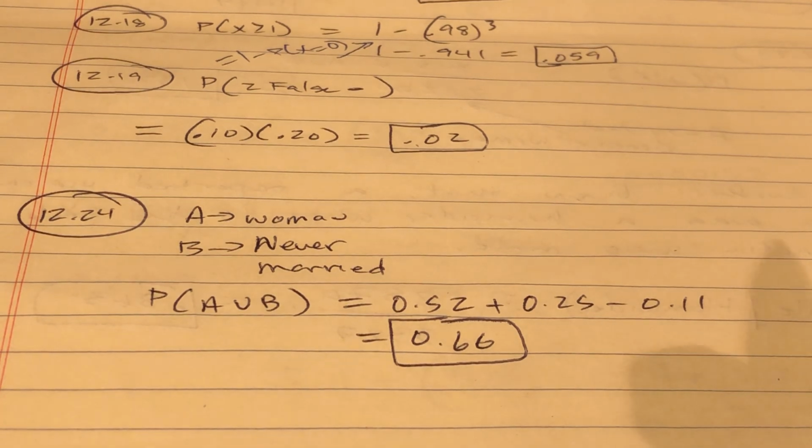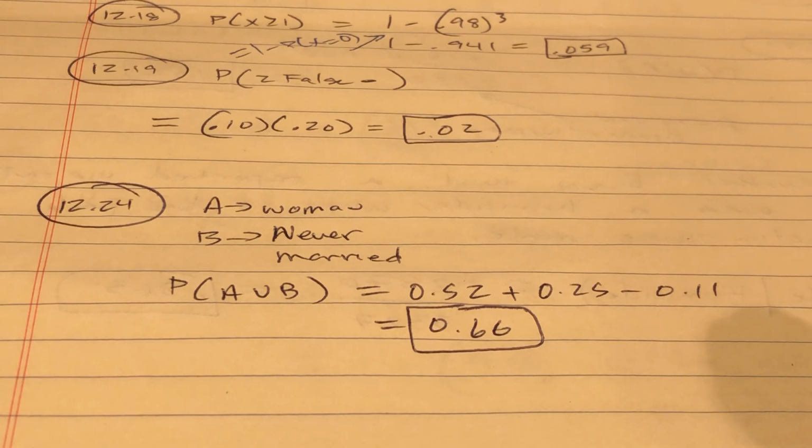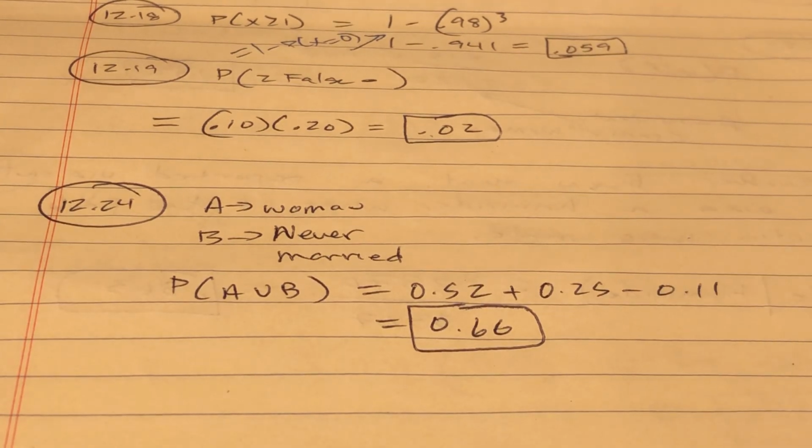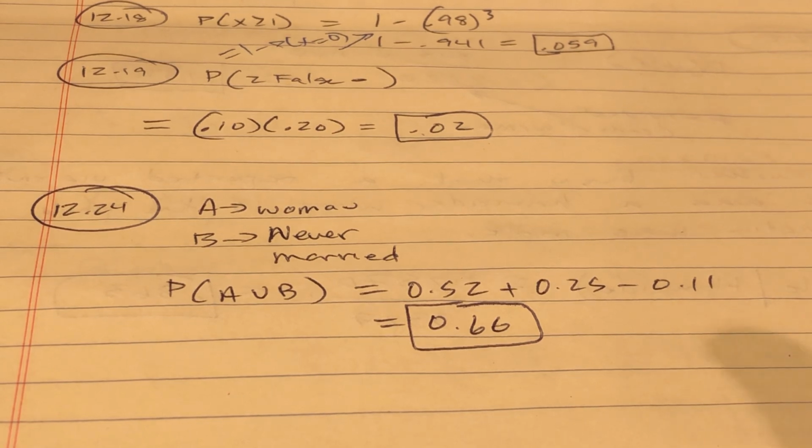All right. Now, we are actually going to skip 1220 to 1223, because we're going to write this next part on another paper. So I'm going to look at 1224. Choose an American adult at random. The probability that you choose a woman is 0.52. The probability that you choose someone that is never married is 0.25, and the probability that you choose a woman who's never married is 0.11. The probability that the person you have chosen is either a woman or never married, or both, is therefore what?